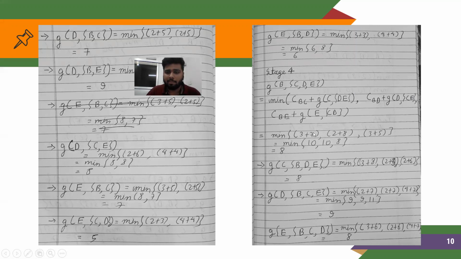So minimum of 3 plus 7, 2 plus 8, 3 plus 5. So minimum of 10 comma 10 comma 8, 8. So I use the same logic for this: G of C comma B D E, G of D comma B C E, G of E comma B C D.